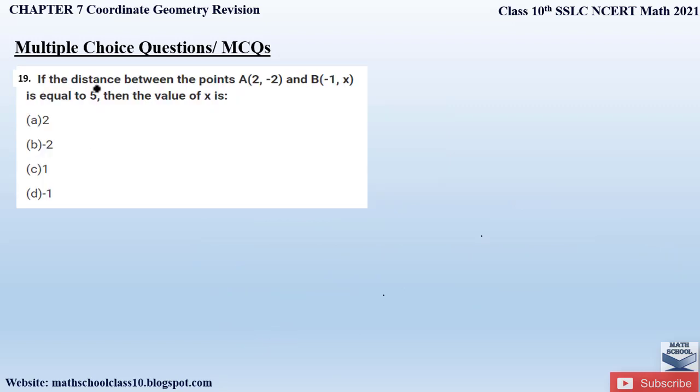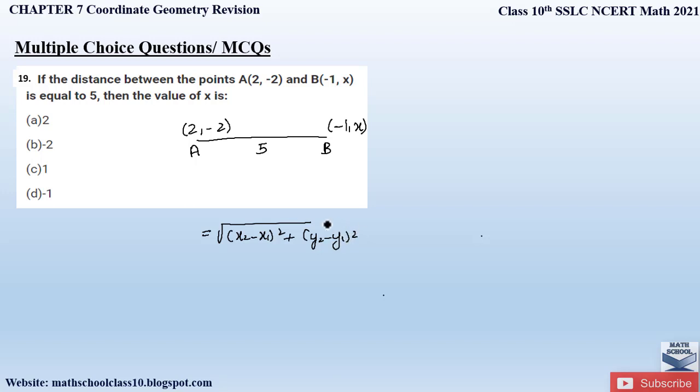Question number 19, if the distance between the points A and B is equal to 5, then the value of x is. So here we have a line segment AB whose coordinates are given as (2, -2) and (-1, x). And they're saying that the distance is equal to 5. So we have to find out the value of x. So let us apply the distance formula, that is equal to square root of (x2 minus x1) the whole square plus (y2 minus y1) the whole square. So let us assume point A to be (x1, y1) and point B to be (x2, y2).